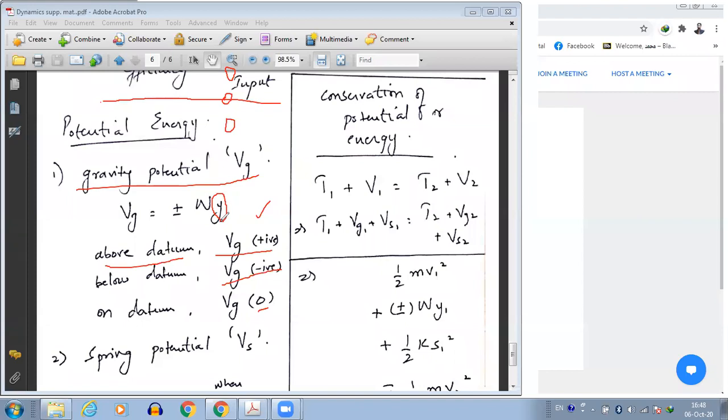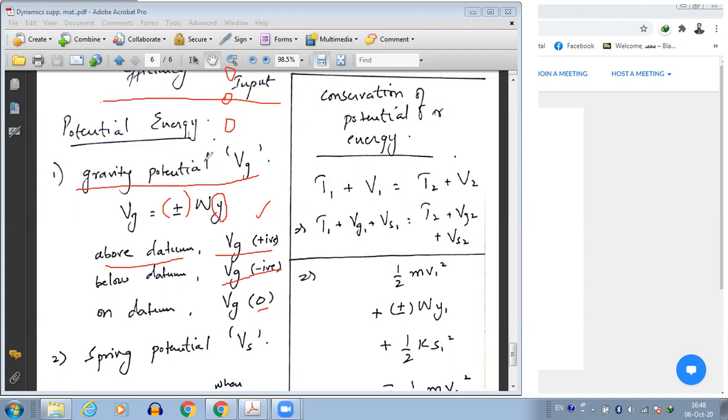Y is the vertical distance from the datum. Okay, and how do we decide if Vg is positive or negative? Based upon whether it is above the datum, below the datum, or on the datum. Now you need to understand one thing here. It's an entirely different concept from when we were considering whether the work was positive or negative when something is moving up and down. Just try to focus here.